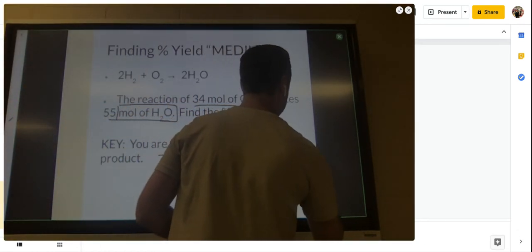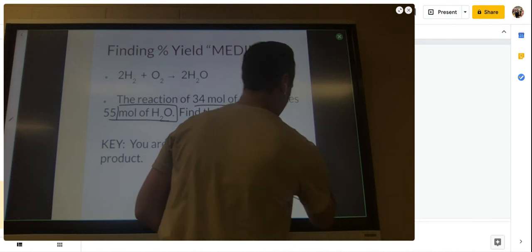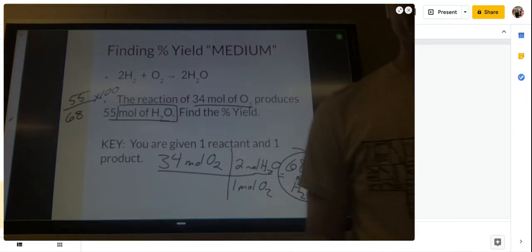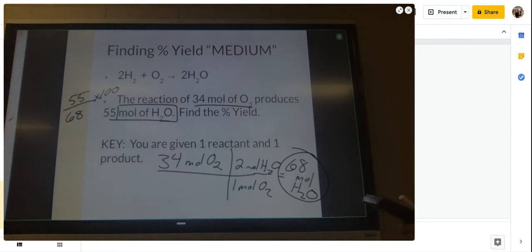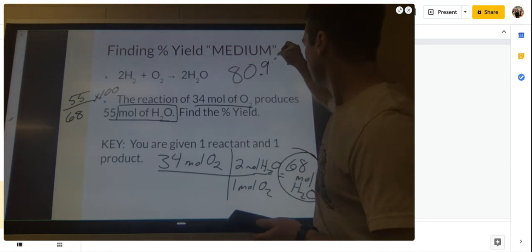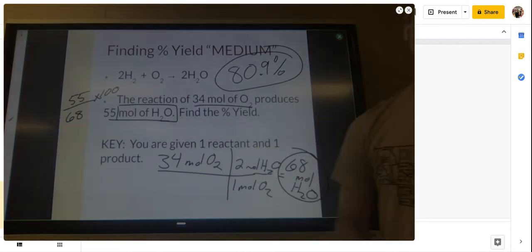Now, what does this represent? This represents how much water we should have got. We did the reaction, and we only got 55 moles of water, 55 out of 68. So second step, take the little number, what you actually got, divided by the theoretical yield, and multiply by 100. So our answer for this problem is going to be 55 over 68, 3 sig figs, so 80.9% yield. That's your answer right there, okay?